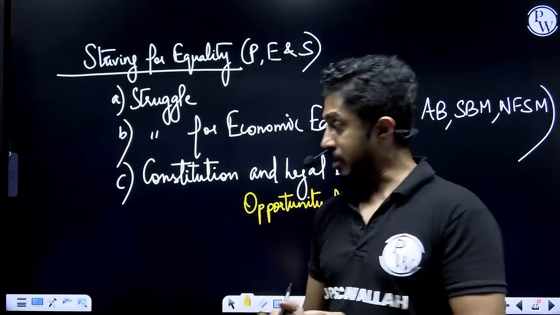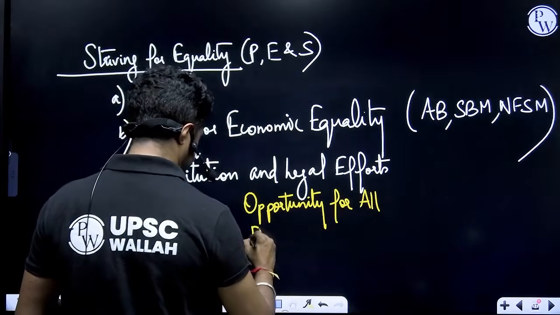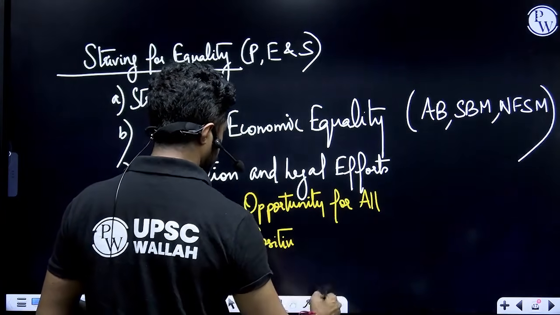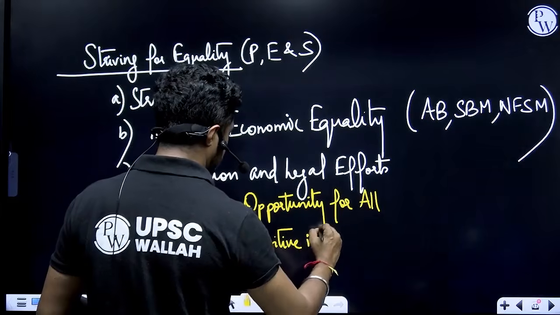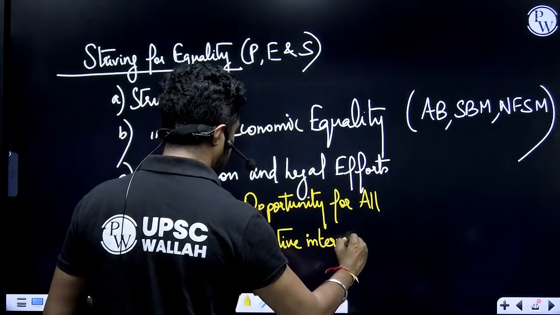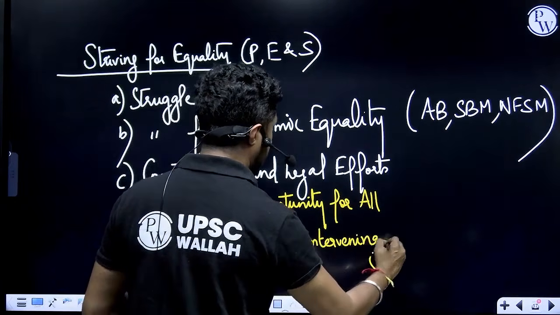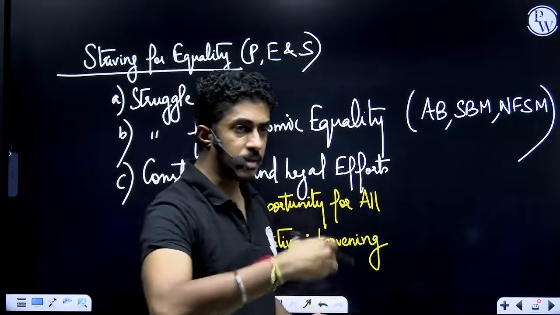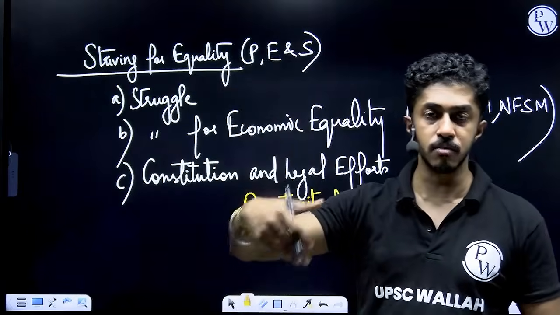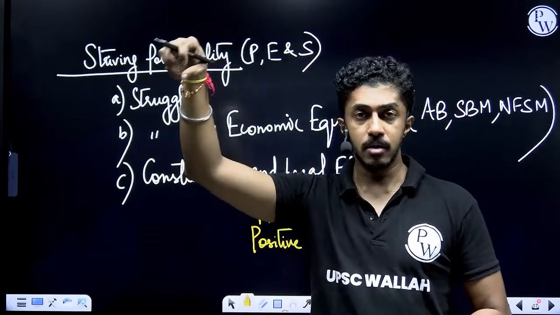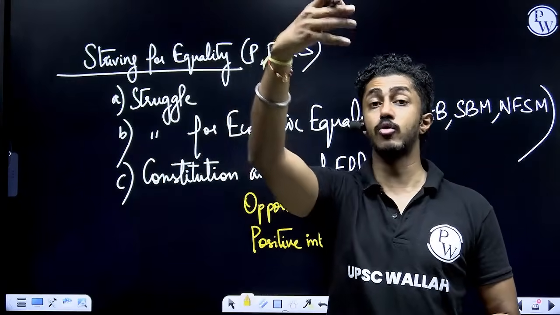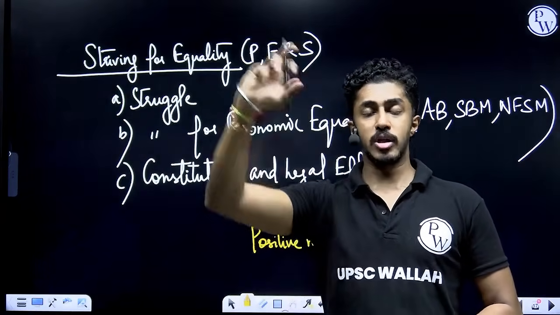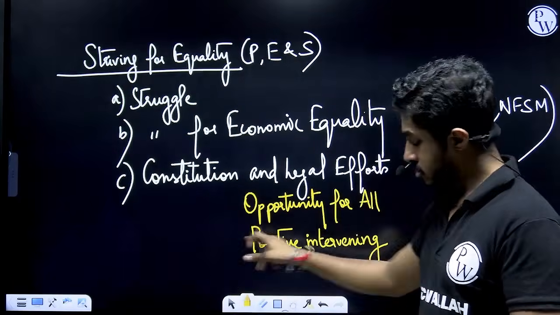The next aspect is positive intervention. State is intervening, that is interfering, to ensure that everybody is treated equally. By, like I told you, giving schemes, by ensuring reservation, by ensuring that they have correct, like for example, how you have Ekalavya schools for the tribal people, so that they get quality education.